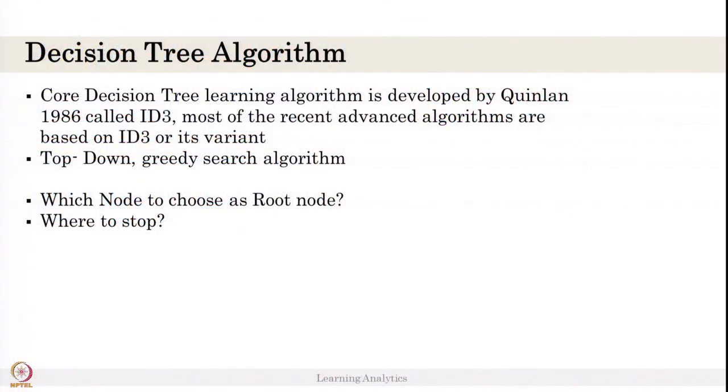In this video, we will continue on the decision tree classifier. We saw that the decision tree was developed in 1996 as the ID3 algorithm, and a lot of variants of it are used in current modern tools. Let us look at the ID3 algorithm, which answers two things: which node to choose as the root node and where to stop. These are very key questions you have to answer in the decision tree.